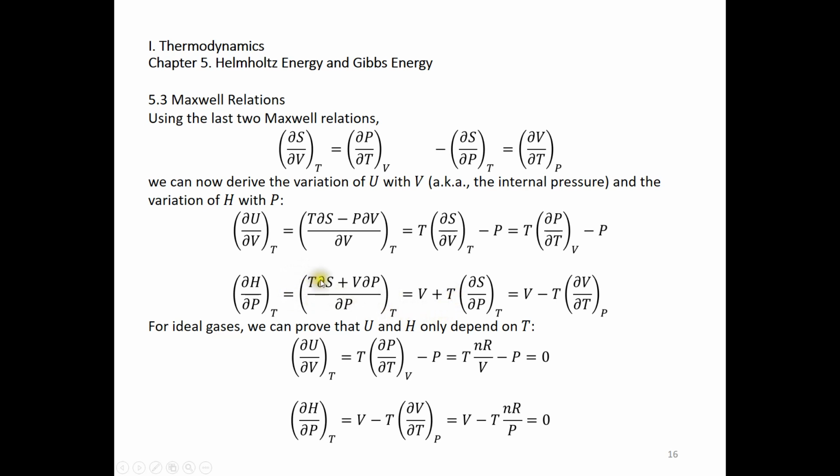You have T. Take T out because T is held constant. Delta S over delta P under constant temperature condition. What is that? It's right here. It's negative delta V over delta T under constant pressure condition. So we get this. Alright, this is how we derive delta U over delta V and delta H over delta P when temperature is held constant.